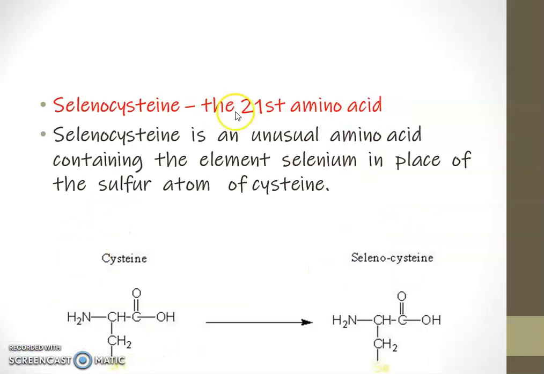In recent years, a 21st amino acid is added, which is known as selenocysteine. It is an unusual amino acid containing the element selenium in place of the sulfur atom of cysteine. So this is the structure of cysteine. Here is a sulfhydryl group. Instead of sulfur, we have this selenium atom attached to it. So selenocysteine is found at the active site of certain enzymes like glutathione peroxidase, glycine reductase, and also present in certain proteins like selenoproteins.